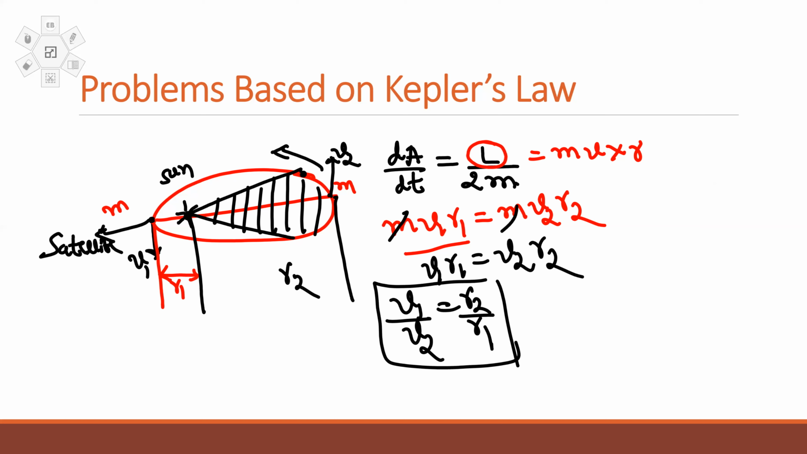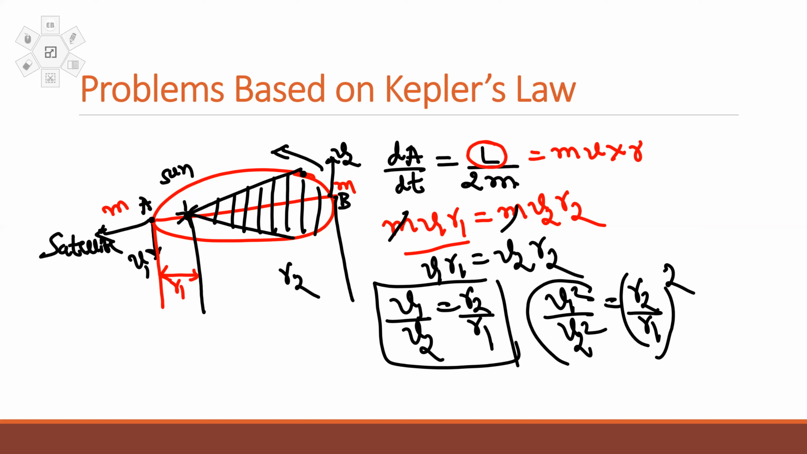Sometimes they ask the ratio of kinetic energy at point A and kinetic energy at point B. Kinetic energy ratio means V1 square divided by V2 square equals R2 square divided by R1 square, that is R2 divided by R1 whole square. You might ask, sir, how do you say that this is the kinetic energy? Kinetic energy equals half M V square. Here also half M, so the half M cancels. Only V1 square divided by V2 square equals R2 divided by R1 whole square.